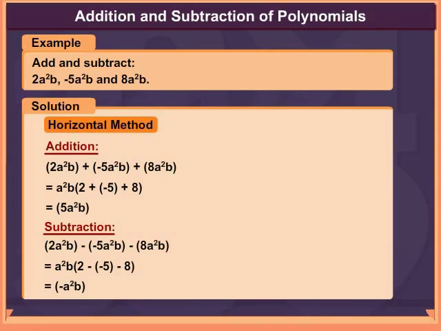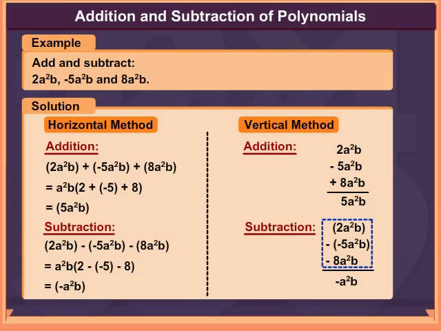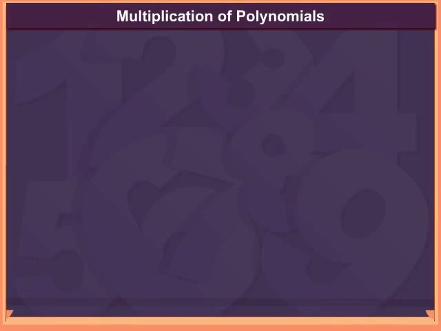We can also add and subtract by the vertical way. In addition, writing all terms vertically and adding them, we get again 5a square b. Similarly, for subtraction, writing all terms vertically and subtracting them, we get again minus a square b. Similarly, we can add and subtract all like terms of given polynomials.